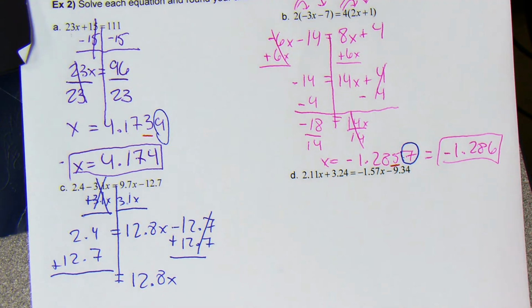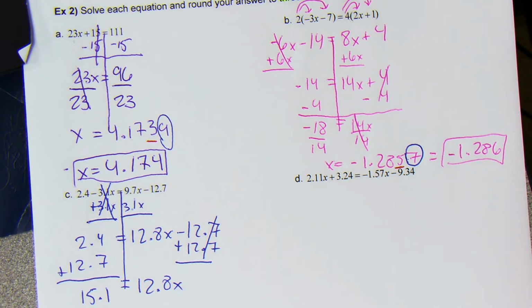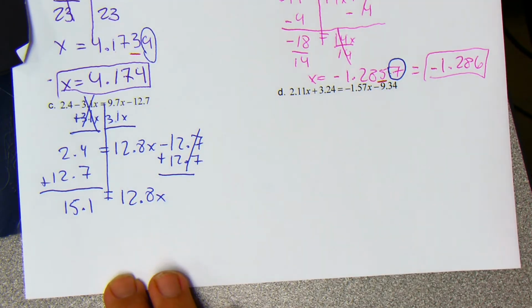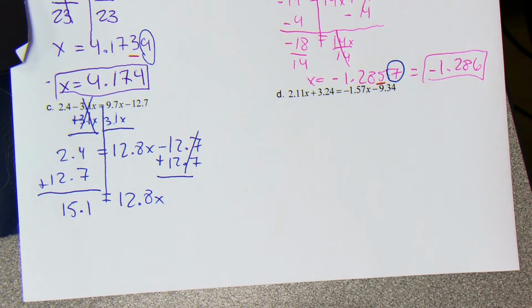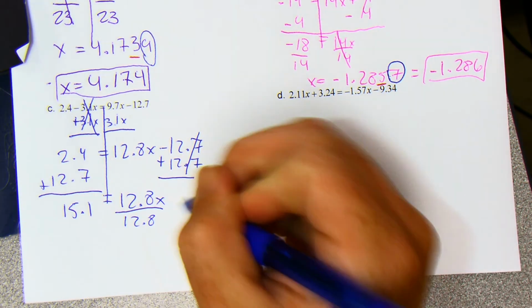12.8x. And now I need to do 2.4 plus 12.7, which I would highly recommend you do on your calculator. So I'm going to do 2.4 plus 12.7, which gives me 15.1. So I have 15.1 equals 12.8x. I know that that 12.8 is multiplying my x because it is right next to it. And in order to move it, I need to do the opposite. And the opposite of multiplication would be division. So I'm going to divide both sides by 12.8.